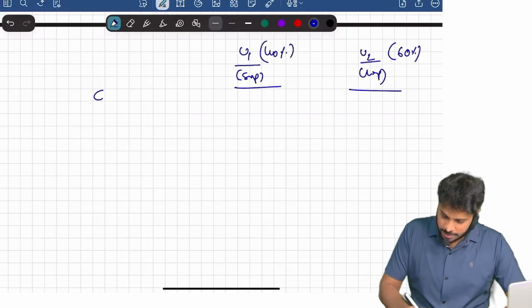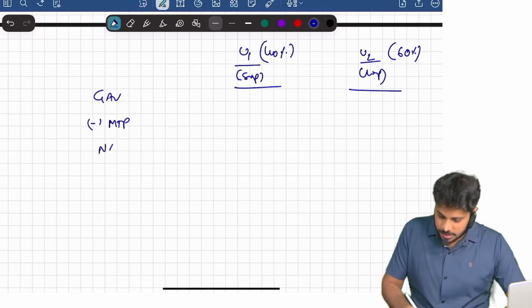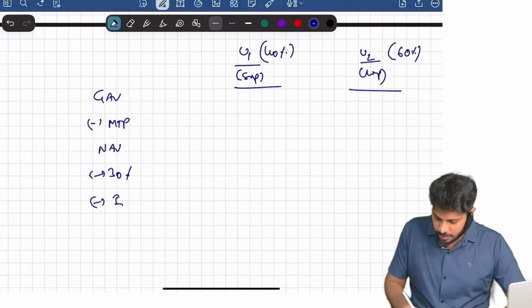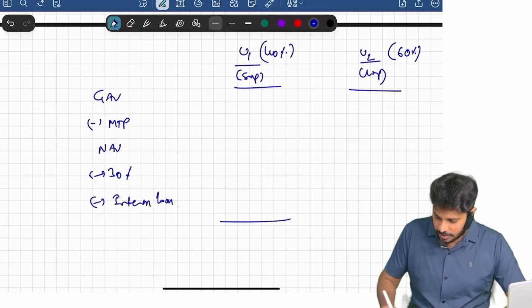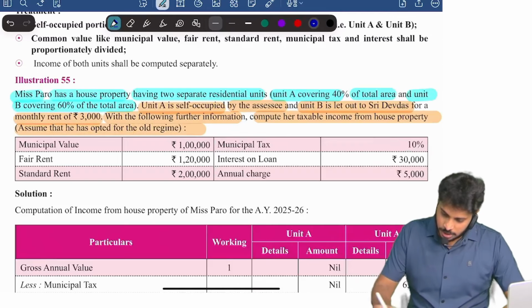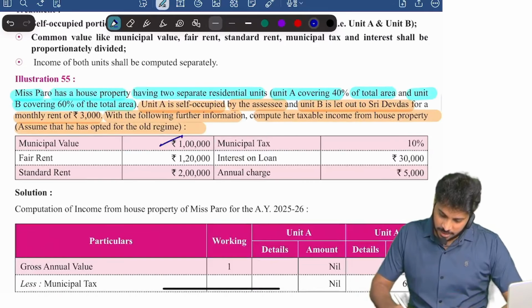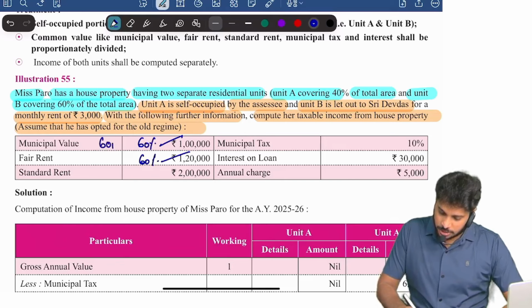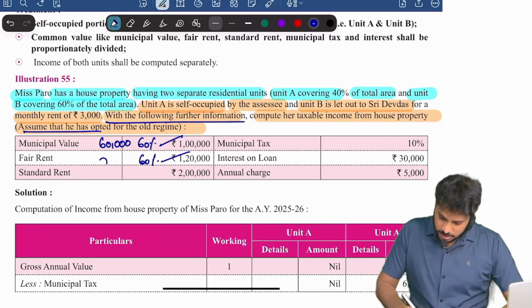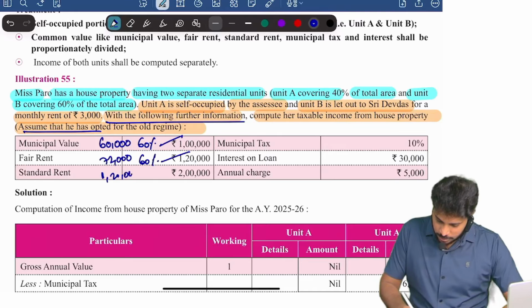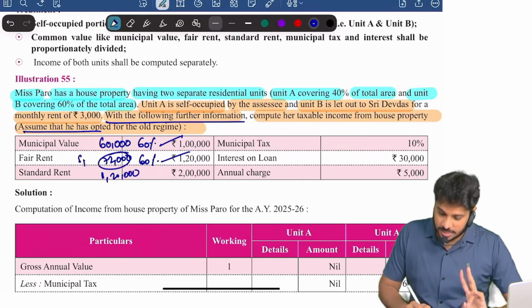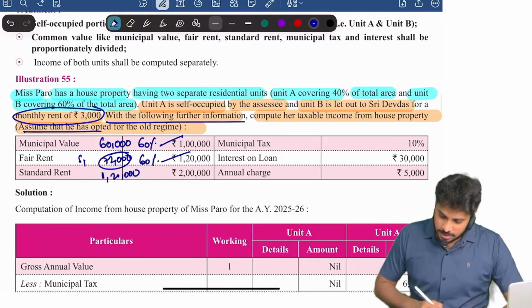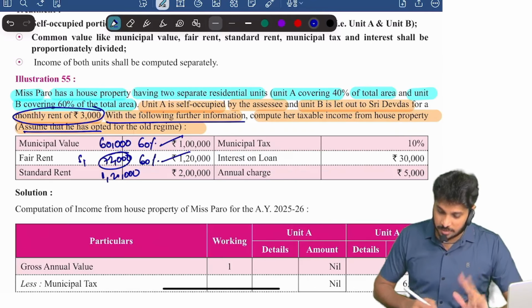Now the format as usual: GAV minus municipal taxes paid gives NAV, minus 30% of NAV, minus interest on loan. For the let out property, rent 3,000, municipal value 1 lakh, fair rent 1 lakh 20. Remember, this is for the full property, so you should only take the 60% portion. That is 60,000 for municipal value and 72,000 for fair rent. So step 1 for the let out portion is 72,000. Actual rent is 3,000 into 12, 36,000, whichever is higher. 72,000 is the gross annual value.